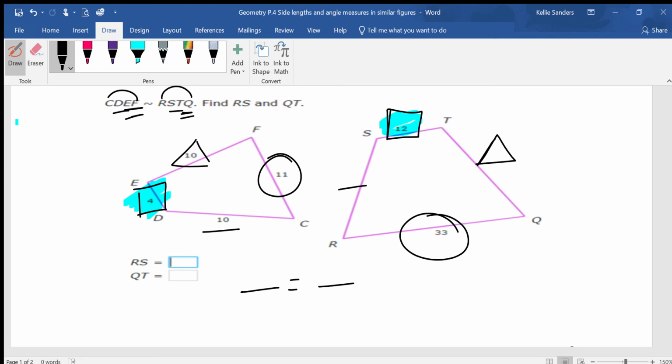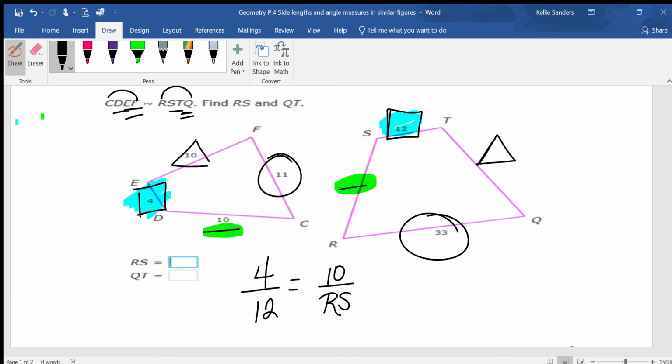I am looking for RS, which is the line. Here we go, now we're set up. So I'm going to put 4 and 10. Forgot that that's what was underlined. 4 and 10 on top because they come from the same polygon. And what's going to go under 4? 12. And what would go under 10? RS, because we don't know it. I'm going to keep it labeled RS. I'm not going to put an X there or a Y because I'm looking for two different unknowns.